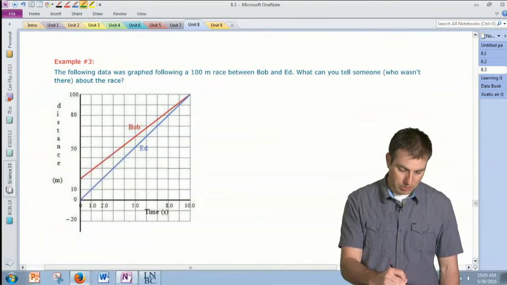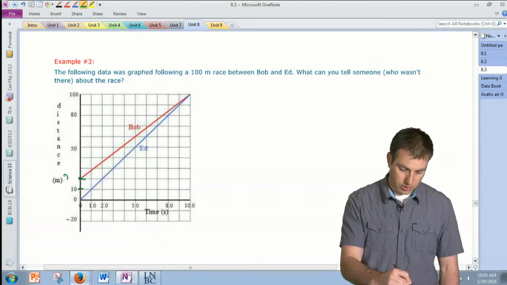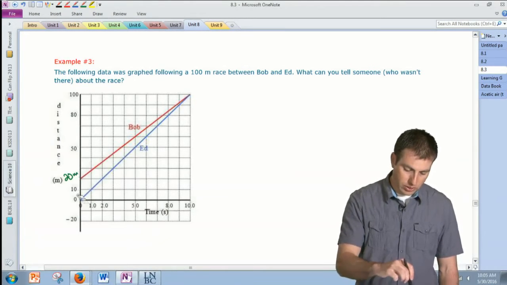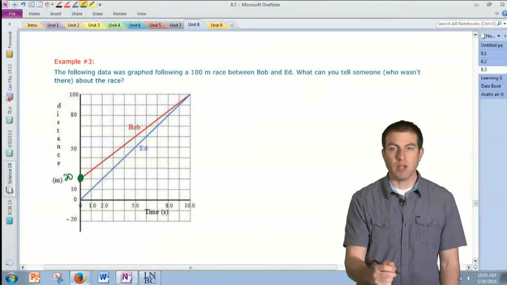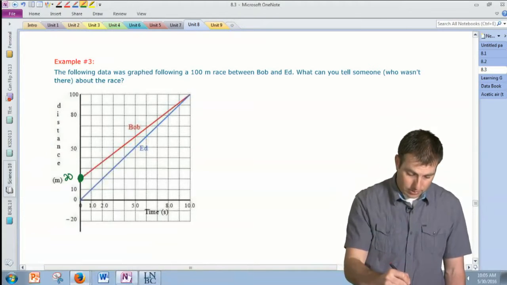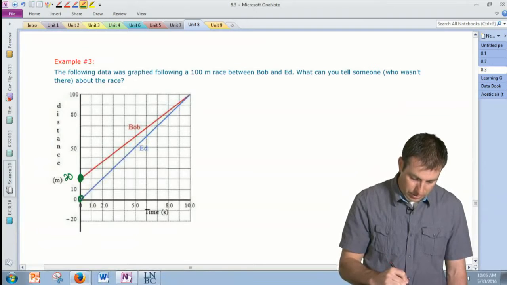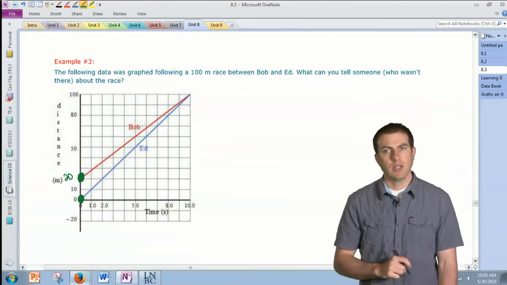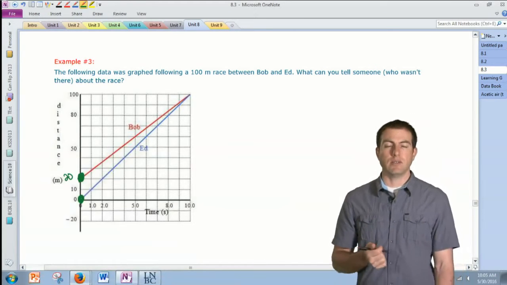All right, so this is 10 meters here. This is 20 meters. So at 0 seconds, Bob was right here. Bob got a 20-meter head start. Not Bob. Ed started at 0 meters at 0 seconds, but Bob started at 20 meters at 0 seconds. So Bob got a 20-meter head start.